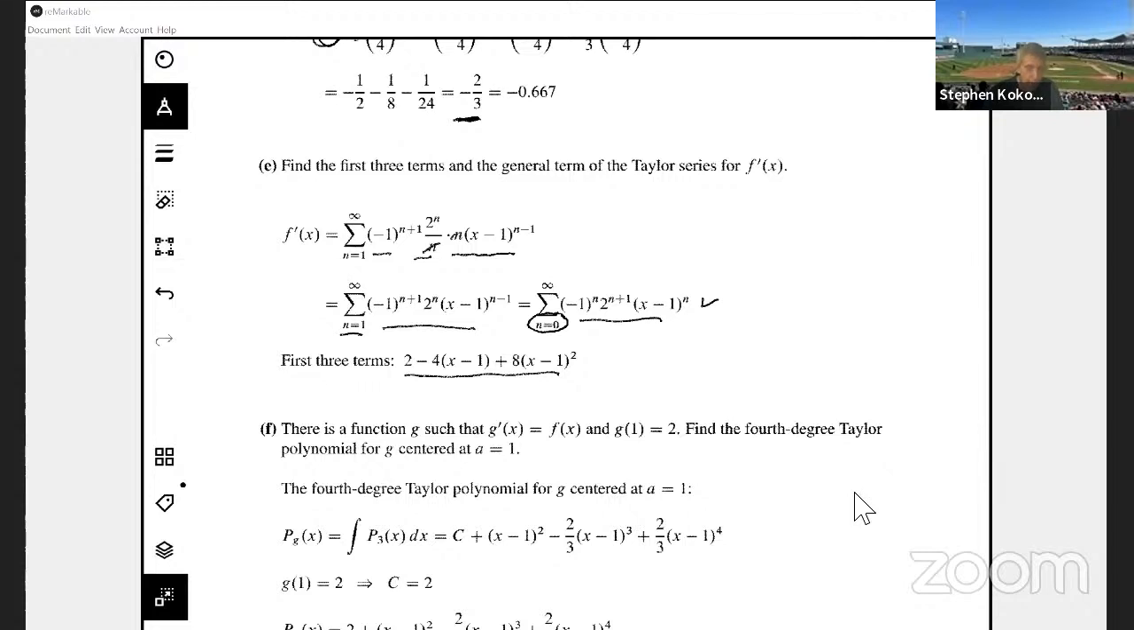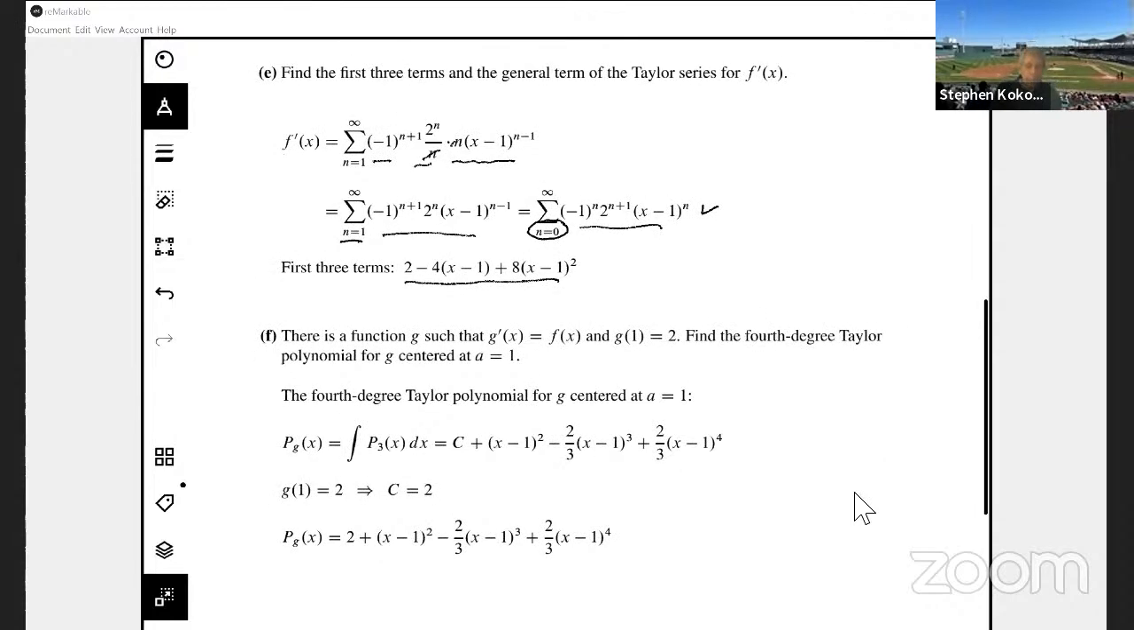All right, there is a function g so that g prime is equal to f of x and g of 1 is equal to 2. Let's see if we can find the fourth degree Taylor polynomial for g, centered at a equals 1.